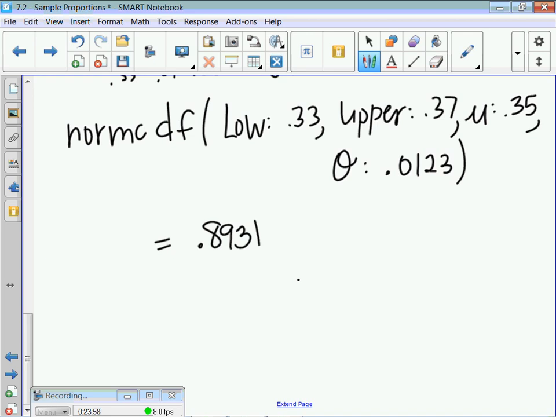What does that mean? About 90% of all the simple random samples of size 1,500 will give a result within 2 percentage points of the true proportion of the population. All right, so if we take a whole bunch of samples, about 90% of them are going to be within 2 percentage points of that 35%.